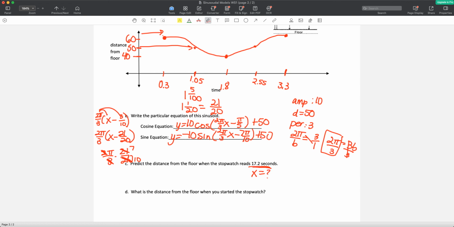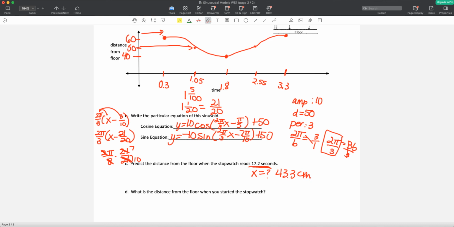Here's a problem that you might run into. If 17.2 seconds is outside of your window, which it would be according to this graph, you need to change your x max and make it bigger than 17.2. Once that value is in your window, then you can hit trace and type in that value. And when you do that, you get 43.3 centimeters.